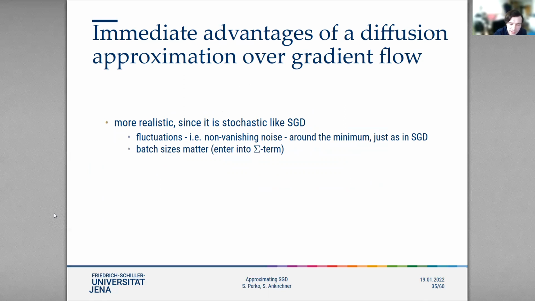Something else that is interesting is that now batch size actually matters. Gradient flow does not see the difference between learning with full batch, with a mini batch, or with just a single data point at each time step. Whereas for this diffusion approximation, the batch size will actually enter into the sigma term. So we can study the effect of using different batch sizes. And then, of course, since it's stochastic, we can look at something like optimal stopping, where we say, okay, training has some cost associated with it, but we also want to go close to the minimum. So if you let it train, when should we stop the process in an optimal sense? And that makes sense for stochastic equations.